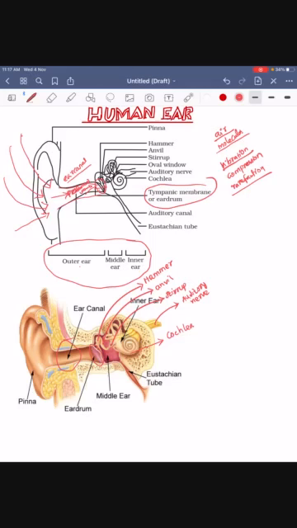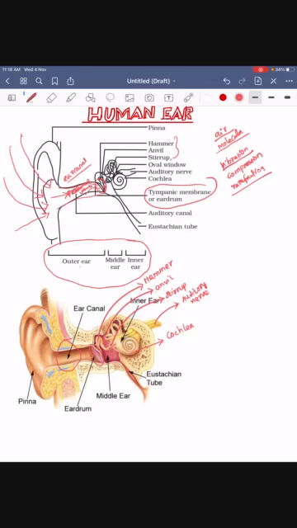Further ahead there are three small parts, called the hammer, anvil and stirrup. The pressure variation is first carried by the hammer. The hammer passes the vibration to the anvil, and the anvil is in contact with the stirrup, so the vibration is carried from the hammer to the stirrup.